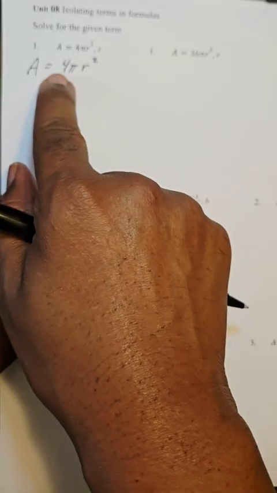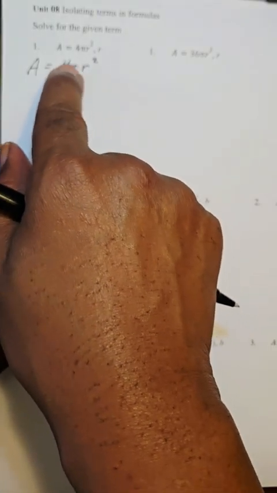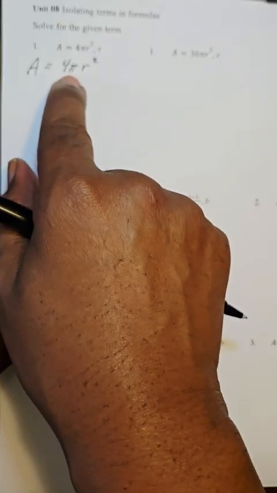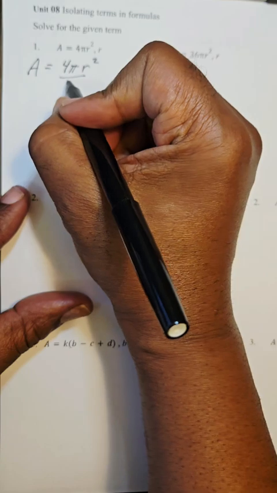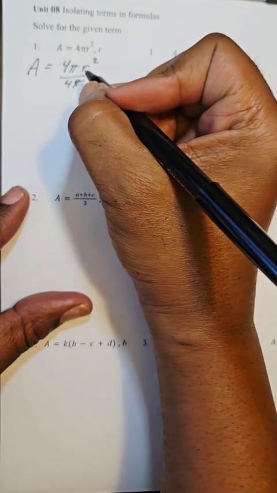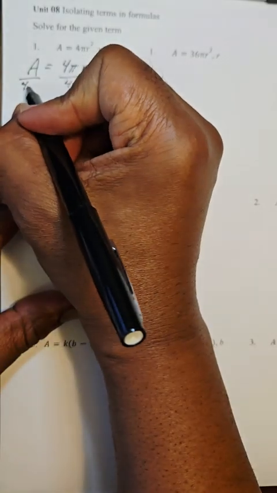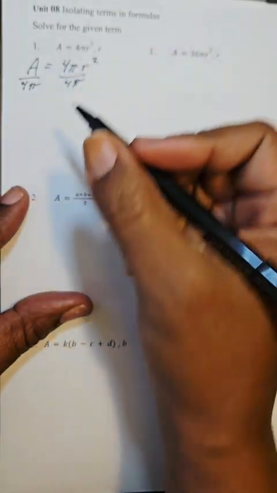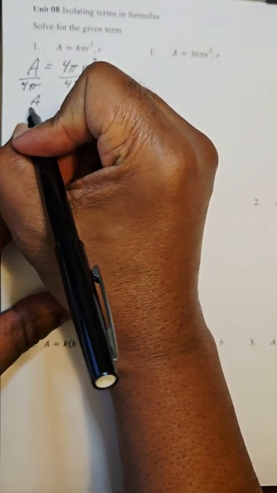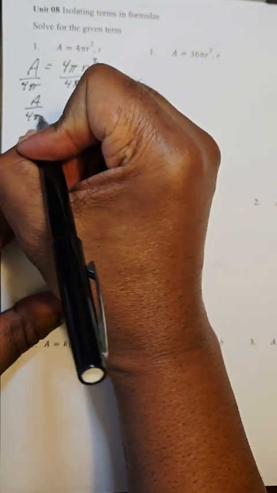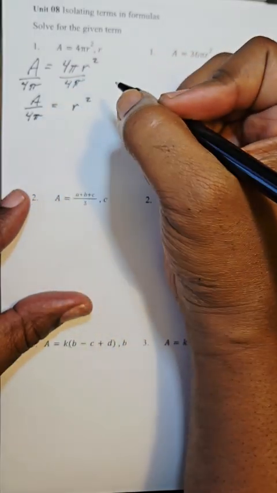We're going to get rid of the 4 pi first, and note that they're multiplying. So the way to get rid of multiplication, or things that are multiplying, is to use division. So using division to cancel out the 4 and the pi means dividing by 4 and pi, and that will cancel to a 1. What you do on one side of an equation, you also do on the other. So you put another dividing 4 pi here. So we end up with A over 4 pi. These two cancel, and you're left with r squared.